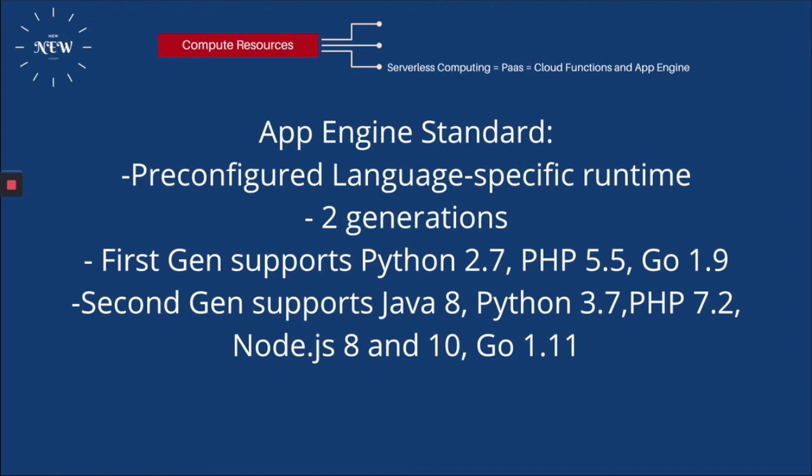You've got first gen, which supports Python 2.7, PHP 5.5, Go 1.9. You have second gen, which now also supports Java 8, Python 3.7, a later version of PHP. In addition to that, Node.js 8 and Node.js 10, and a later version of Go.